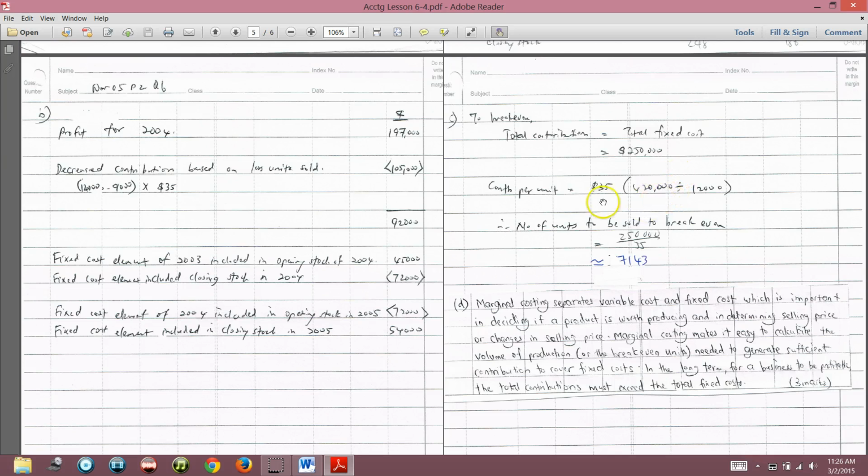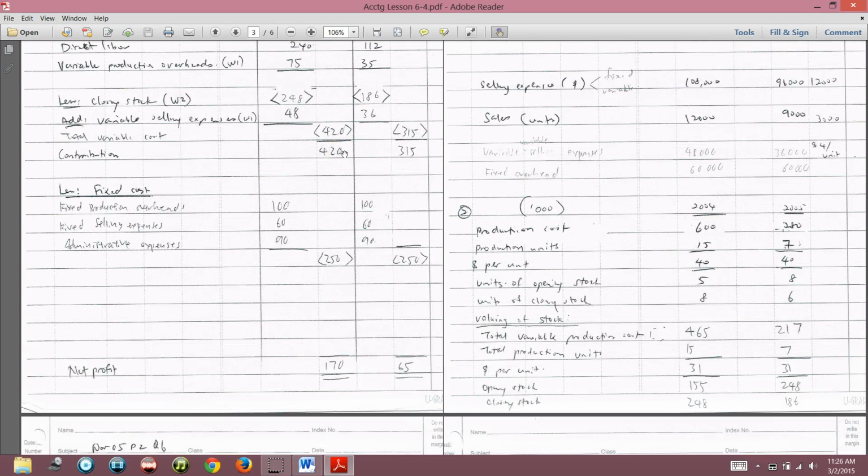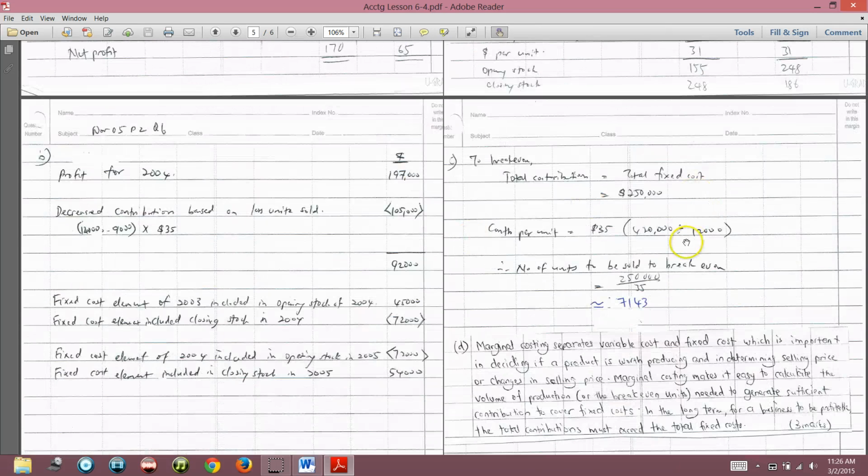So you know that just now I've told you that the contribution per unit is $35. For example, 420,000 divided by the sales unit of 12,000 is $35. So the total contribution in order to break even has to be 250,000, and your contribution per unit is $35. So the number of units needed to be sold to break even will be 250,000 divided by 35, which is 7,143. So that means to break even, you have to sell 7,143 units annually.